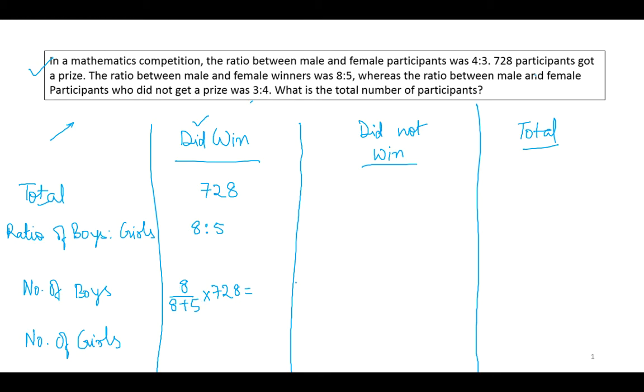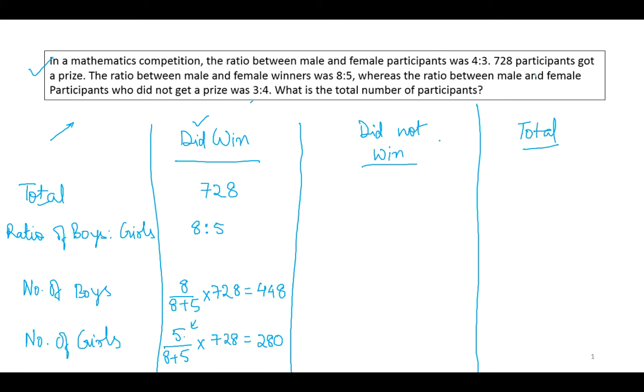All right. Now, this comes out to be 448. Similarly, we can calculate the number of girls, which is 5 by 8 plus 5 into 728. Now, this is nothing but the ratio of girls to the total number of winners. Okay, so this will get something around 280. Okay. So this category we have covered all the information.